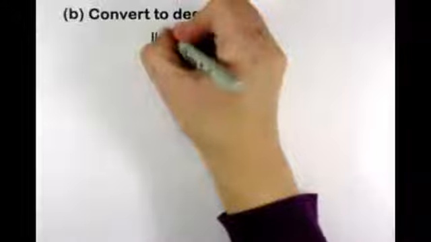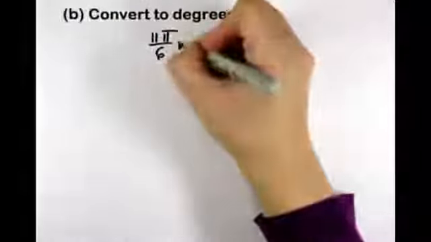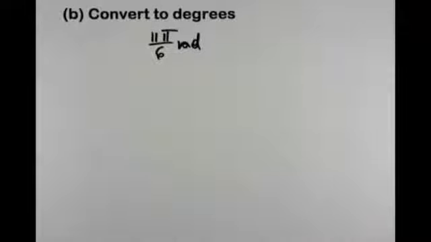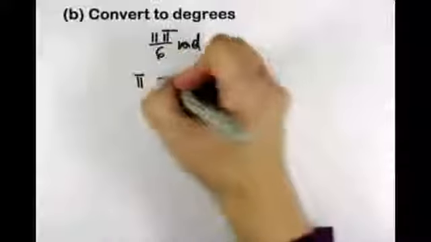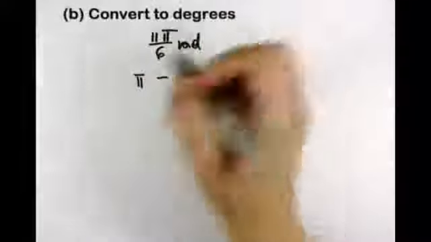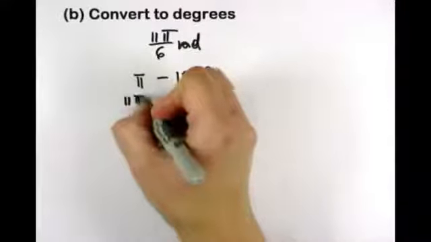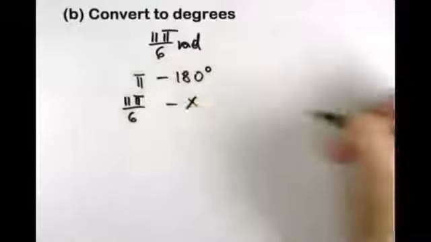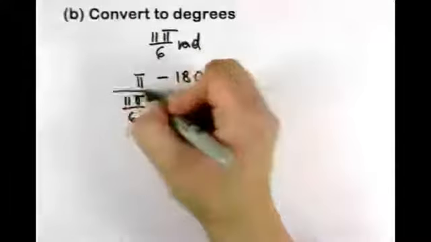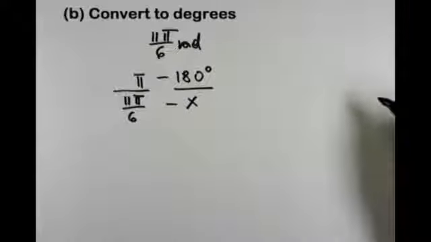In a similar way, we use the same proportion using the 180 and pi if we want to convert from radians to degrees. So convert to degrees 11 pi over 6 radians. We want to know how many degrees it is. So we use proportions. We know that pi is 180 degrees. On that side is radians, on that side is degrees. So now I have 11 pi over 6. I don't know what it is. We can put the division, and that's my proportion.